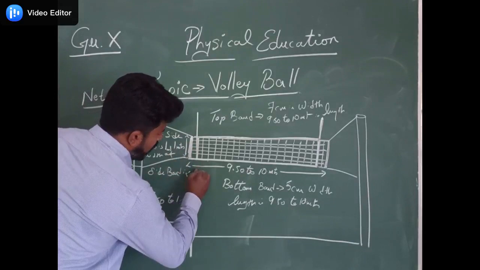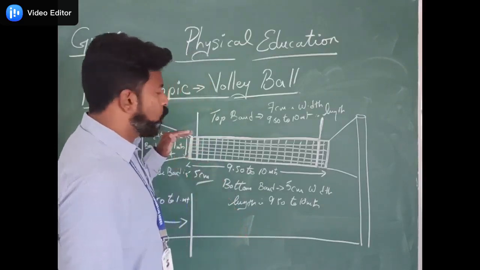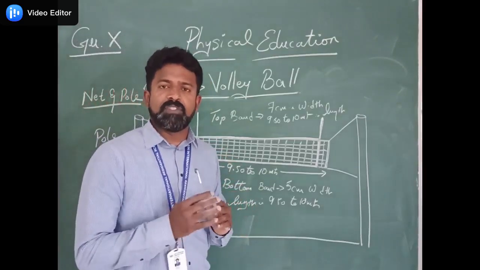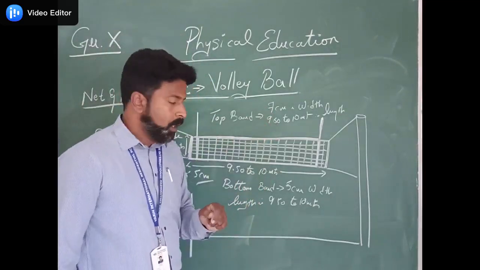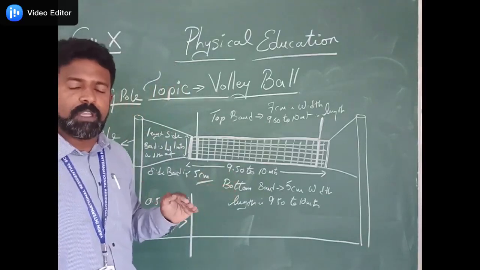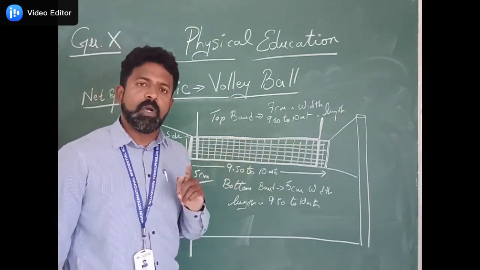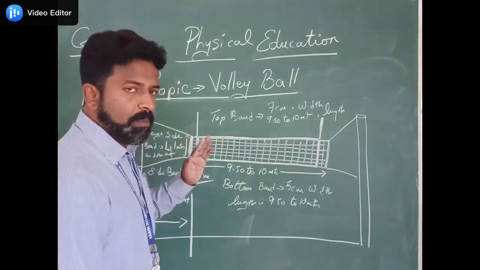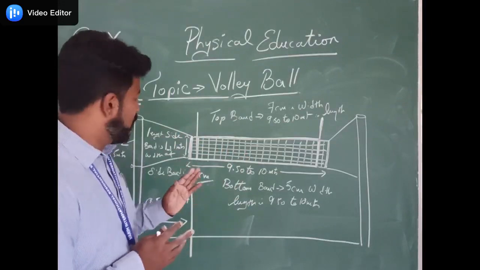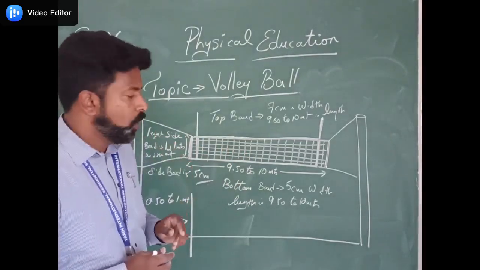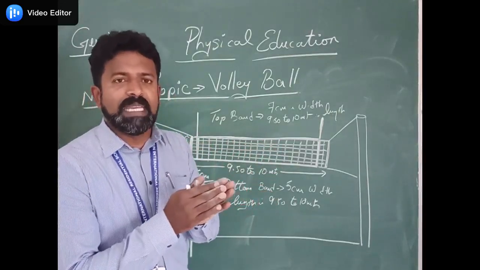To make it easy for you, the top band length is 9.50 to 10 meters and the width of the top band is 7 centimeters. Moving on to the bottom band, the width is 5 centimeters and the length is 9.50 to 10 meters. Moving to side bands, the width of the side band is 5 centimeters and the length of the side band is 1 meter.